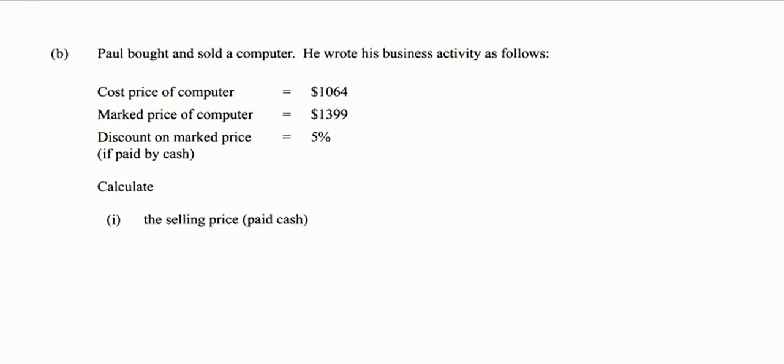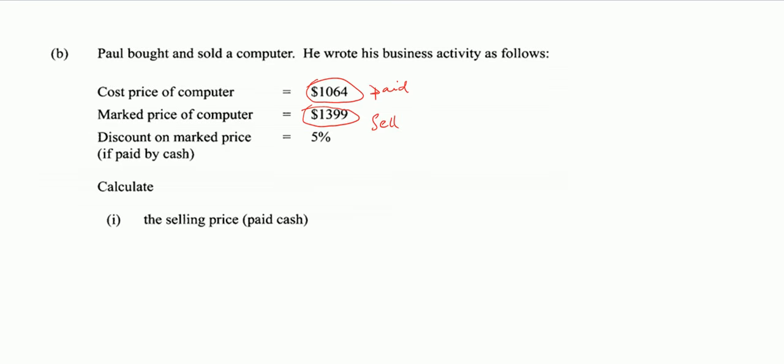Now let's look at part B. So Paul bought and sold a computer, and he wrote his business activities as follows. So the cost price of the computer, so this is how much he paid for the computer. He paid $1,064. The mark price of the computer, so this is what he intends to sell it for, right? So this is what he paid, and this is what he is selling it for, right?